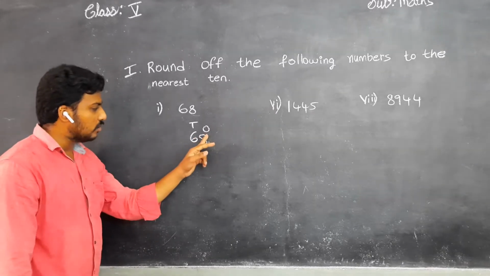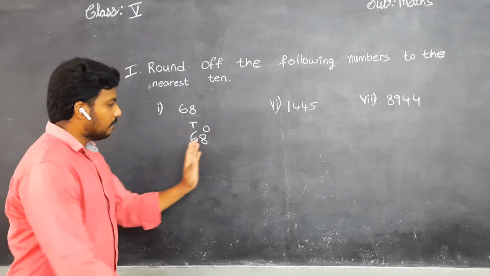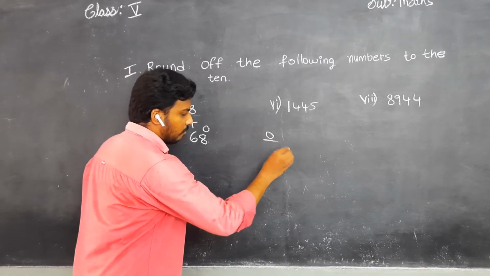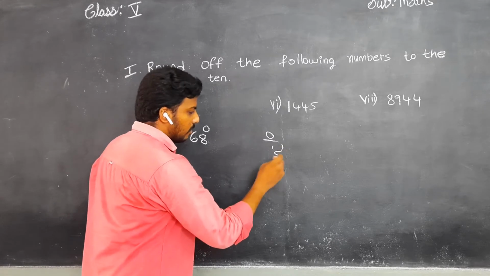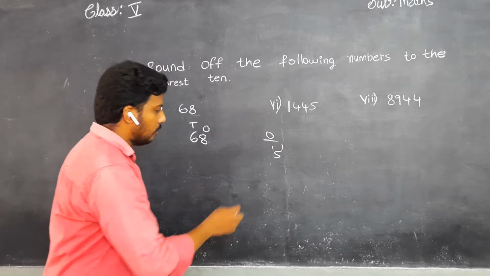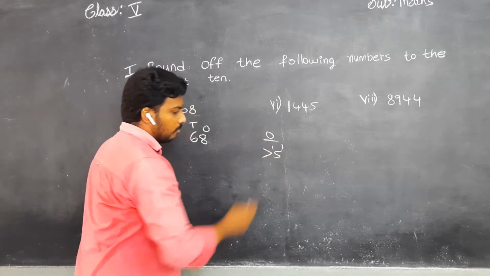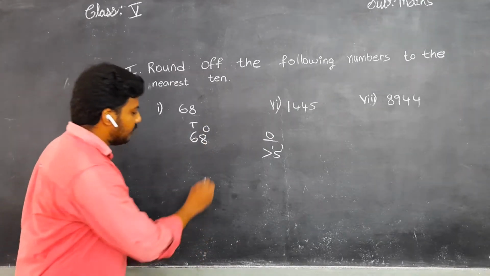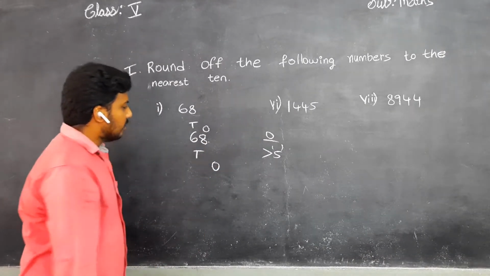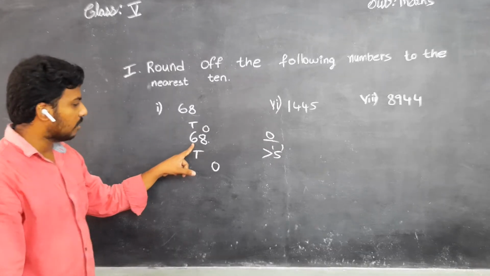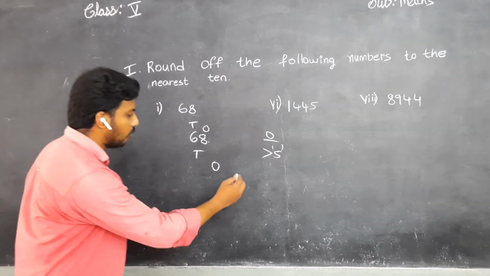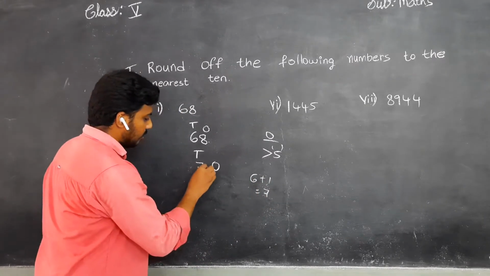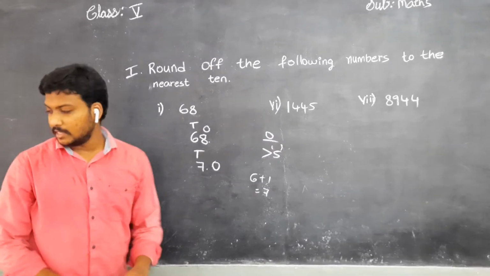Now come to the position of ones. If the value in the place of ones is less than 5, then in the ones place you have to keep 0. In the tens place, the value is increased by one, means you add 6 plus 1, how much? 7. 70. You may not understand. Once again I will say it clearly.